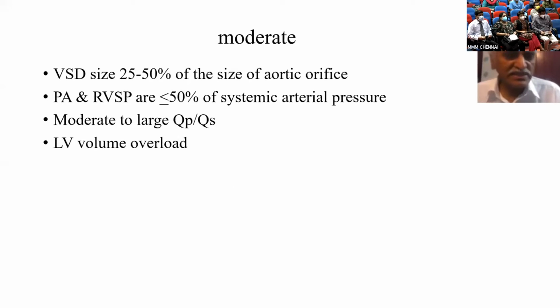A moderate VSD is less than 50% of the size of the aortic orifice. PA pressure is less than 50% of the systemic pressure. Shunt is moderate and LV volume overload is present.